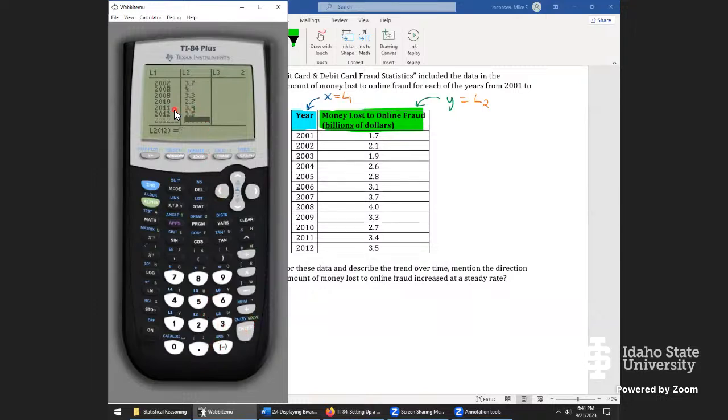Okay, got 3.5 in for 2012. That means probably it's in there just right. Now I think we're ready to start constructing the scatter plot. Any questions at the moment, folks, on getting the data in?